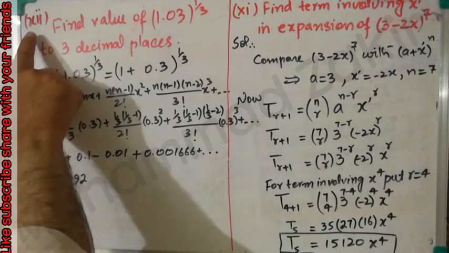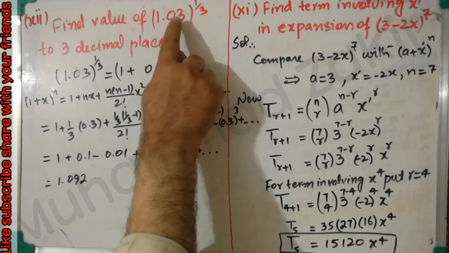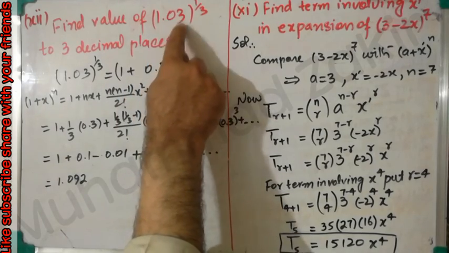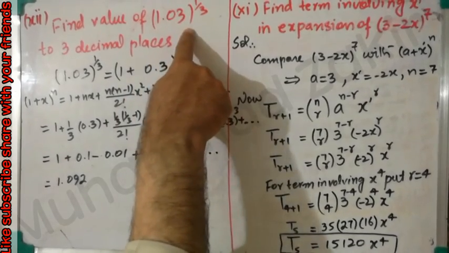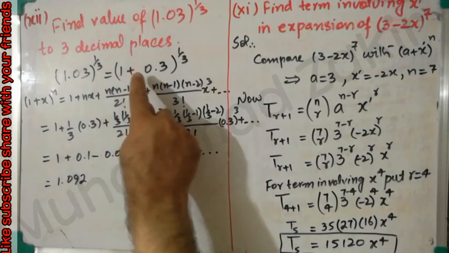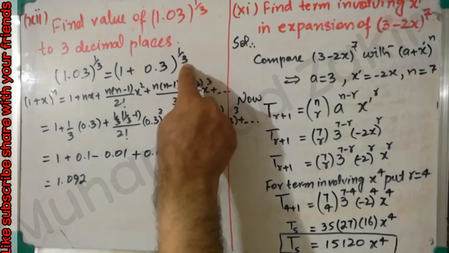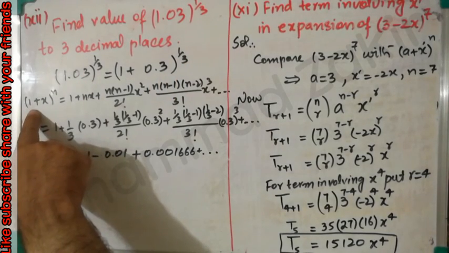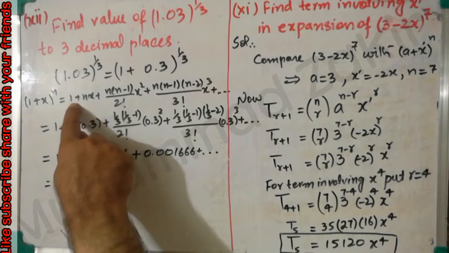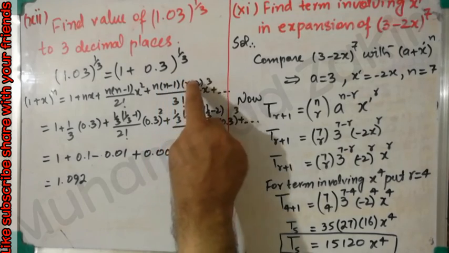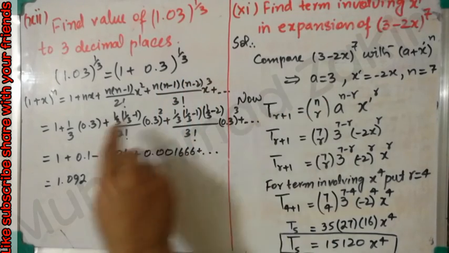Okay. Next question is find the value of 1.03 power 1 by 3 to 3 decimal places. This question is from the 8.3 exercise. This question is of binomial series. 1.03 power 1 by 3 can be written as (1 plus 0.03) power 1 by 3. The general binomial series expansion of (1 plus x) raised to power n is 1 plus nx plus n(n minus 1) by 2 factorial x square, plus n(n minus 1)(n minus 2) by 3 factorial x cube, and so on.